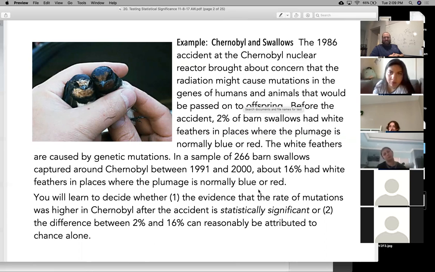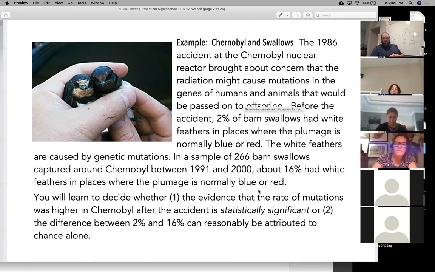The 1986 accident at the Chernobyl nuclear reactor brought about concern that the radiation might cause mutations in the genes of humans and animals that would be passed on to offspring. This is before most of your time, but I certainly remember this happening. Before the accident, 2% of barn swallows had white feathers in places where the plumage is normally blue or red. The white feathers are caused by genetic mutations. So essentially before the experiment, 2% had genetic mutations in this particular capacity.